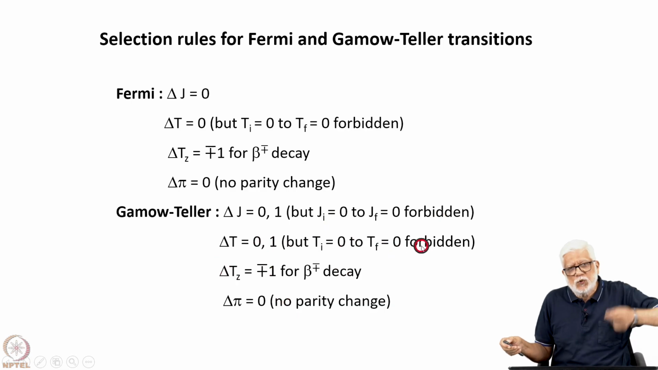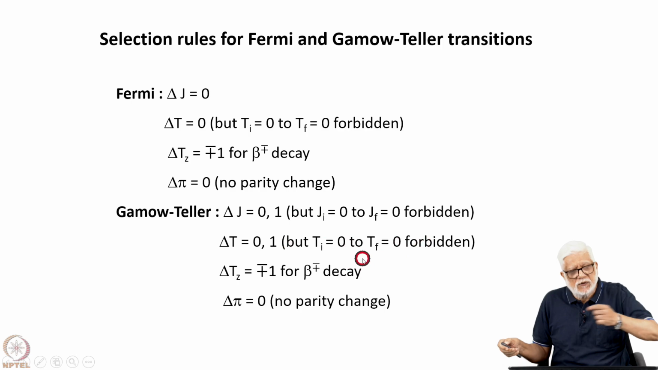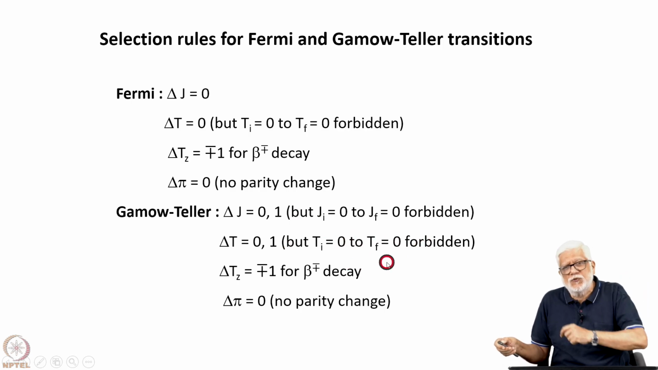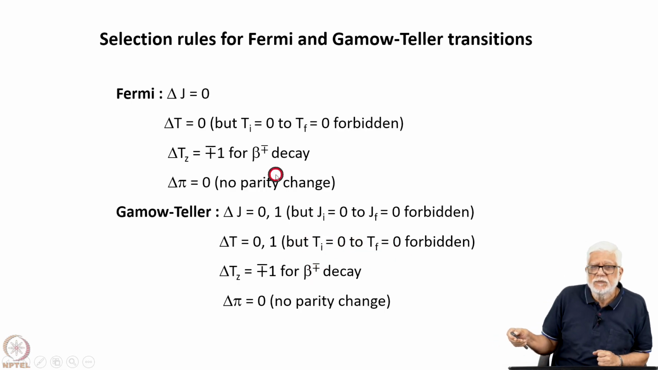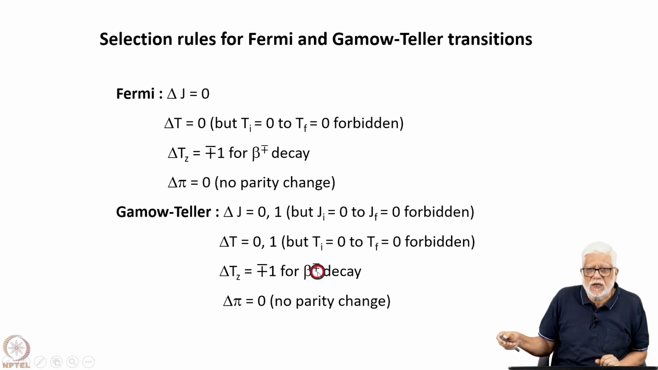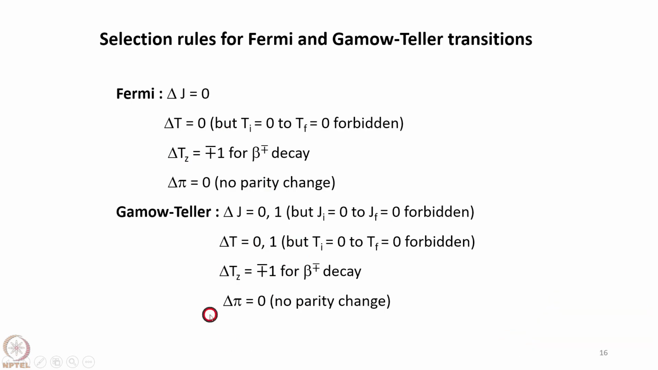This, of course, means it's the same nucleus. Sorry, this is not the same nucleus. You can have a different nucleus, but T equal to 0 is forbidden. So you can have, let's say, something which goes from spin 1 to spin 0, or spin 0 to spin 1. But if both of them have T equal to 0, then of course this is forbidden. This can happen in so-called isobaric analog states, where one of them is the isobaric analog state of the other. Delta T_z is minus/plus 1, similar to this, and again there is no parity change.